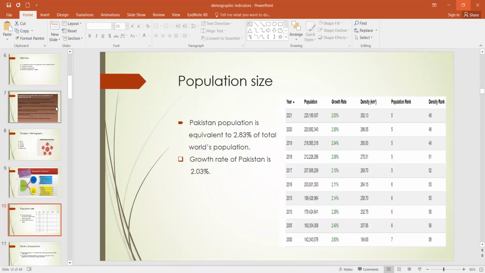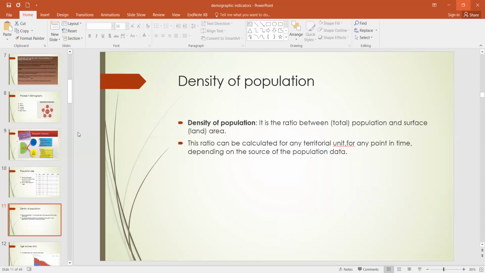First, we discuss the population size. Population size is basically the number of population which lives in a specific geographic area. Pakistan's population is equivalent to 2.83% of the total world's population, and the growth rate of Pakistan's population in 2021 is almost 2.3%. According to the density, there is 292.13 per square kilometer area. Rank-wise, Pakistan stands fifth according to the population number, and density-wise, it is 48th in rank in 2021.